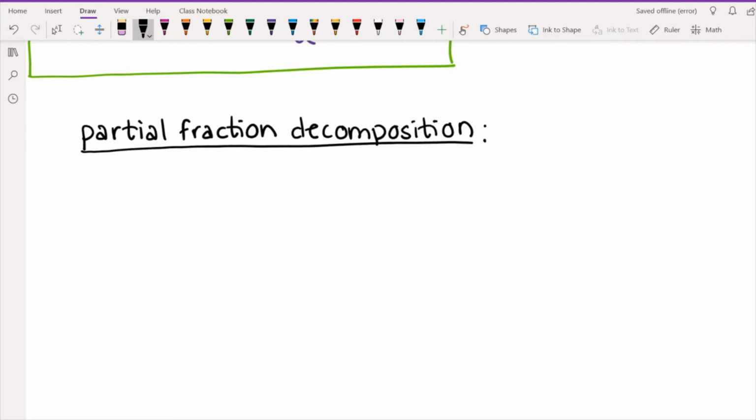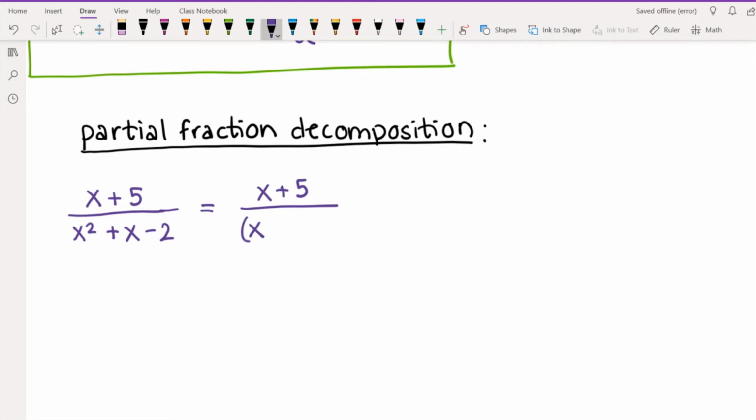Okay, so let's say again that we were starting with that end fraction that we got, right? X plus 5 over x squared plus x minus 2. So the first thing we want to do is factor the denominator. So let's do that. We already saw how this factors, but usually you might have to go from scratch. So this is going to factor as x plus 2 times x minus 1.